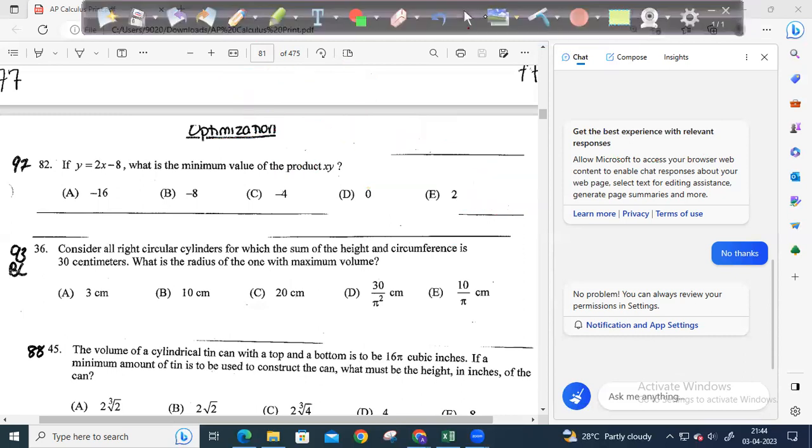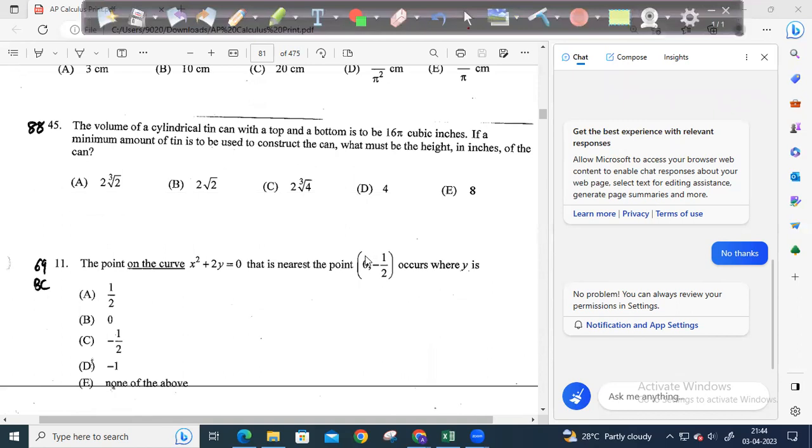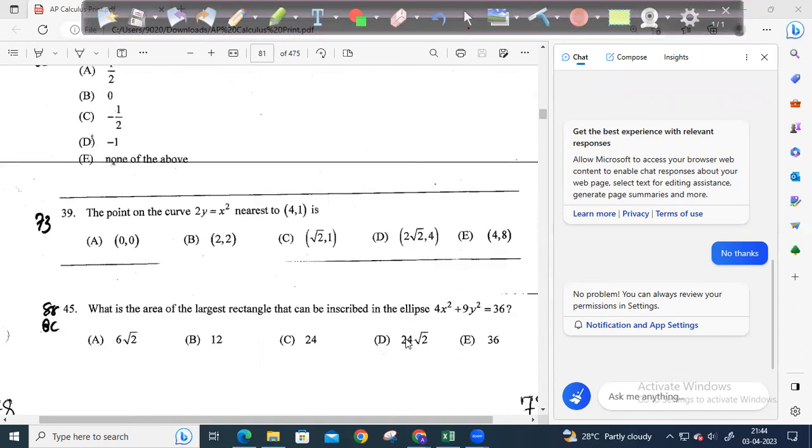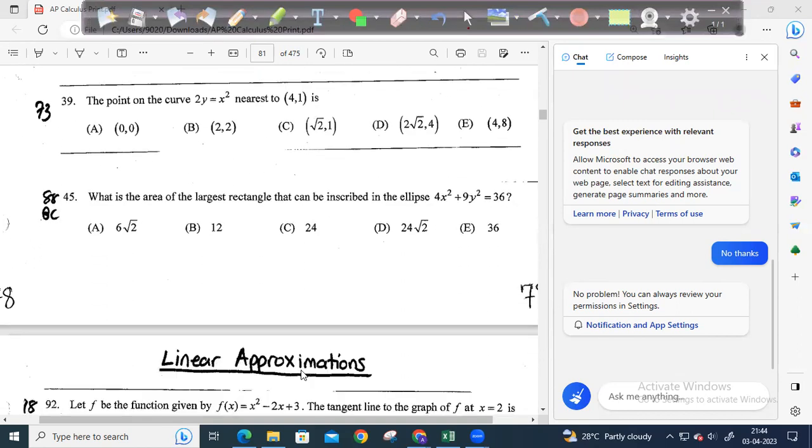Okay. So let's do one more question just for my happiness. Then I leave optimization and we'll go to linear approximation. But please do solve all these questions. Sincerely try them.